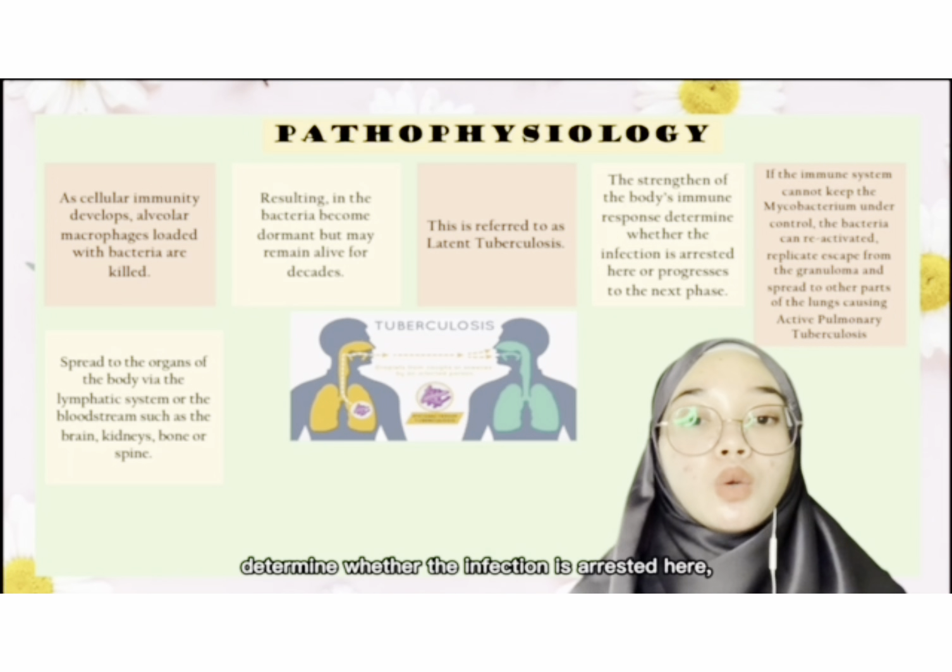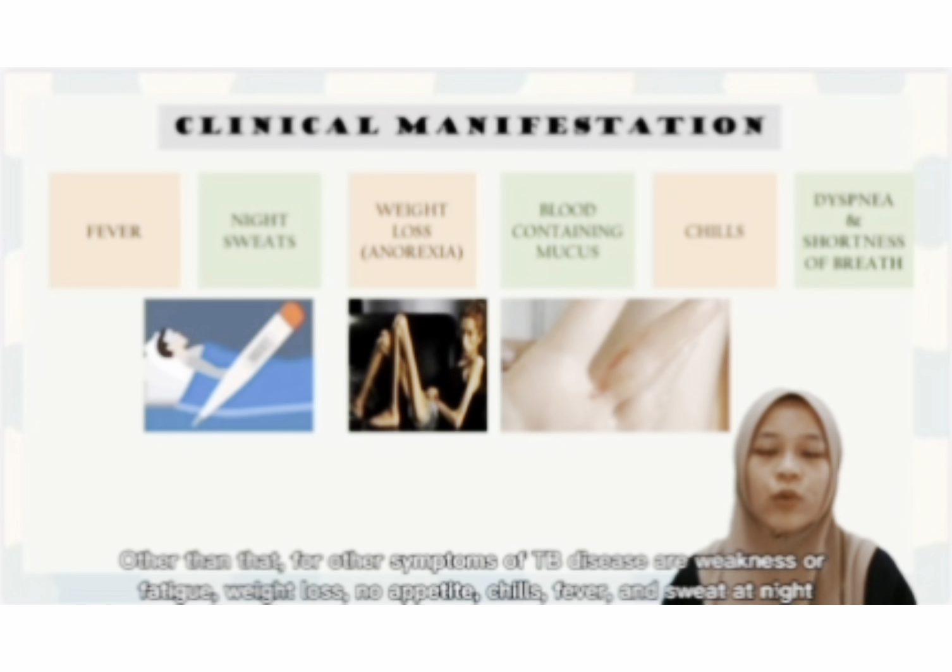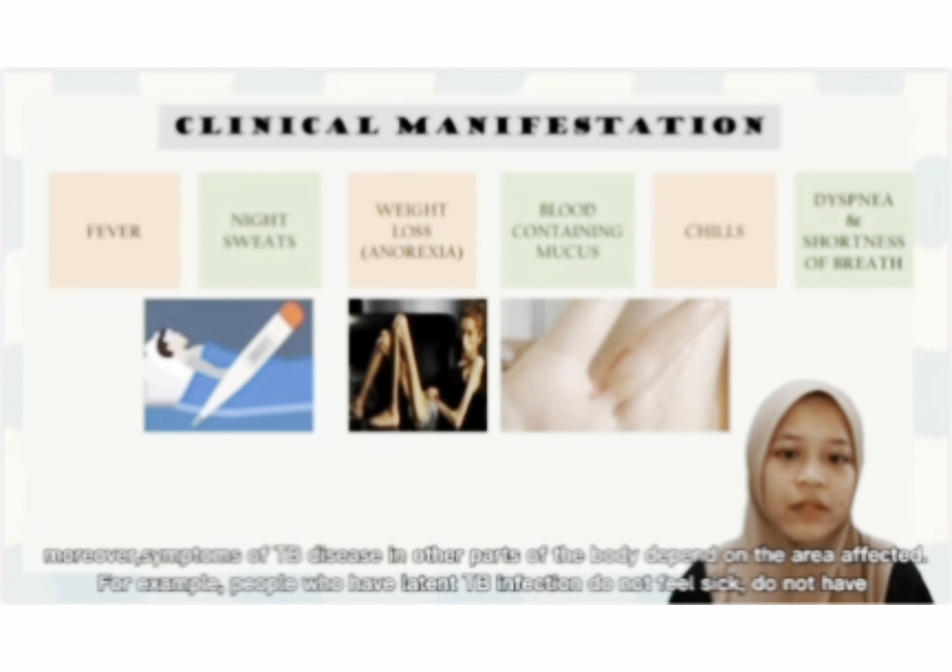Tuberculosis disease may cause symptoms such as a bad cough that lasts for 6 weeks or longer, pain in the chest, and coughing up bloody sputum. Other symptoms of TB disease are weakness or fatigue, weight loss, no appetite, chills, fever, and sweating at night. Moreover, symptoms of TB disease in other parts of the body depend on the area affected.